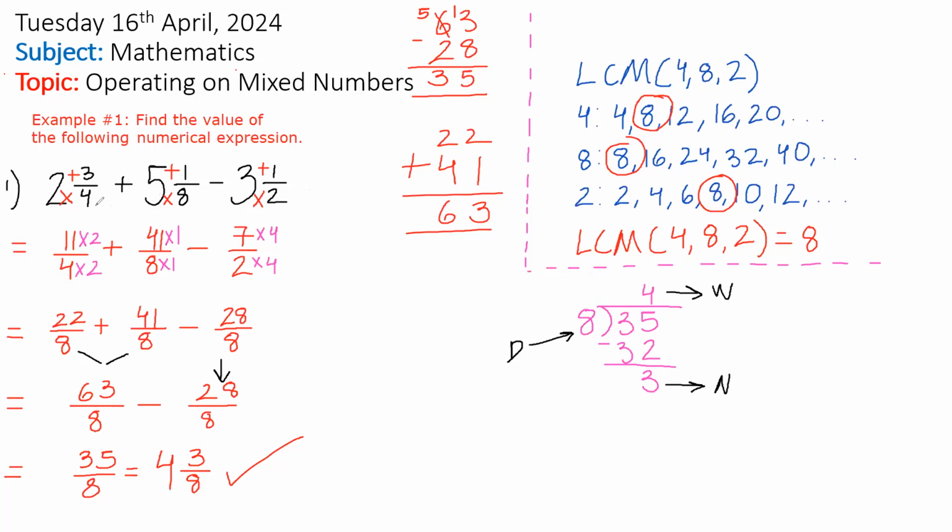so first we have to convert the mixed fractions into improper fractions. We do that by multiplying the denominator by the whole number, then adding the numerator. So 4 times 2 equals 8 plus 3 equals 11. And we're going to keep the denominator, so it'll be 11 over 4. We do the same for the second one, so it'll be 41 over 8 minus 7 over 2.